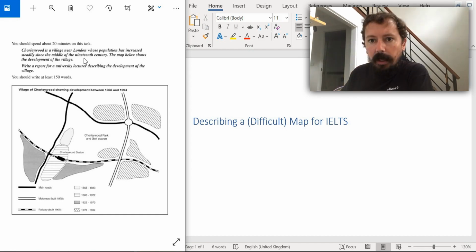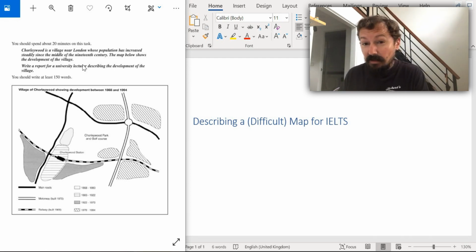So when we first look at this sort of question, we should, I think, read the question, as you might call it. There's no question mark, so it's not really a question, it's an instruction, I suppose. Because sometimes this gives us some important information, and if you don't read it, it can be quite difficult to exactly understand the information in the map. So here, Charliewood is a village near London whose population has increased steadily since the middle of the 19th century. So this is our background information.